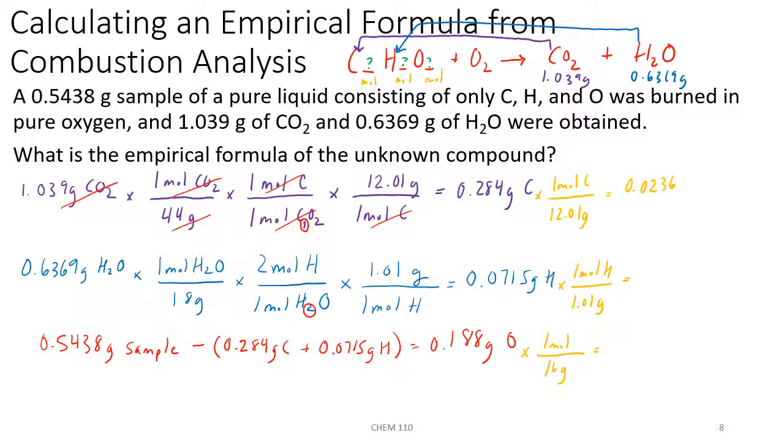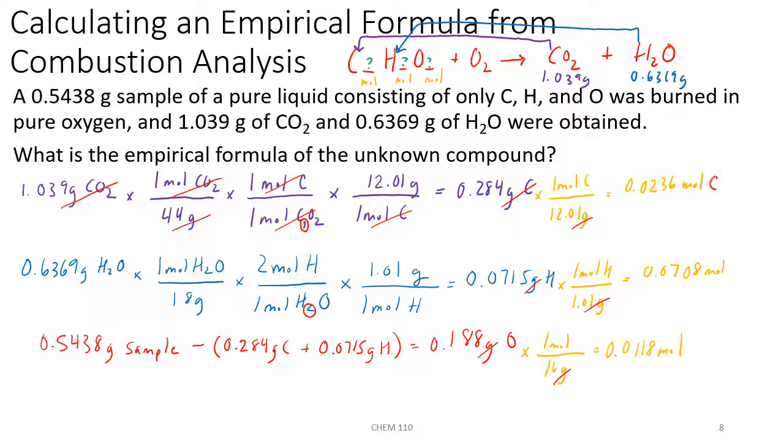giving us our moles of carbon, 0.0236 moles, our moles of hydrogen, 0.708 moles, and our moles for oxygen, which should be 0.0118 moles for oxygen. So notice we had our grams cancel for all of these, and we were left in units of moles.